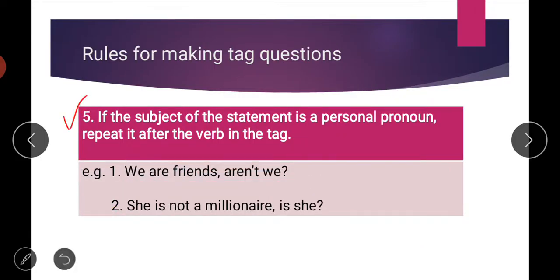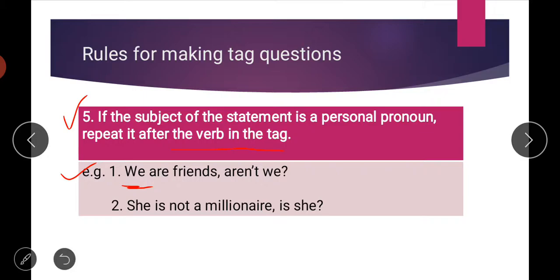Then the fifth rule: if the subject of the statement is a personal pronoun, repeat it after the verb in the tag. Look at this example: we are friends. The starting word we is a personal pronoun. Now you have to repeat this word in the tag, because you can't change we into them. No, you have to use that personal pronoun as it is.